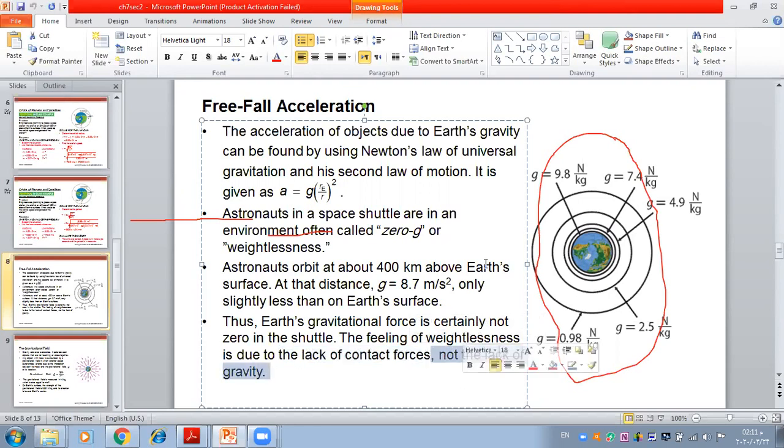Is it clear, guys? I hope this is clear. So why do they feel weightlessness? Because of the lack of contact forces.